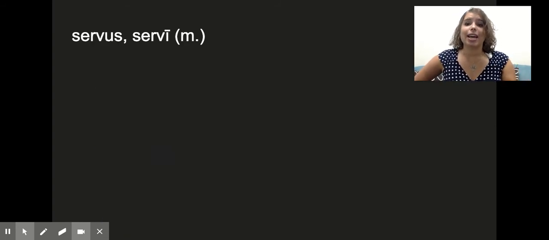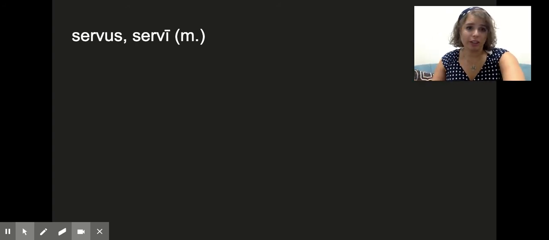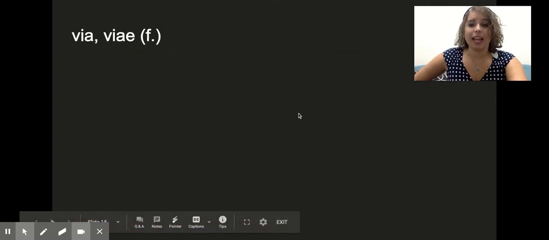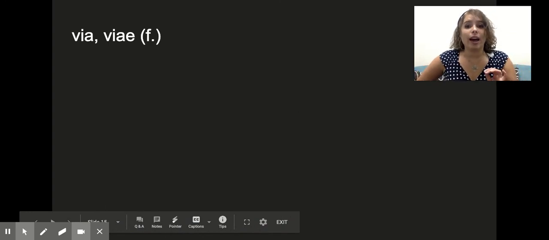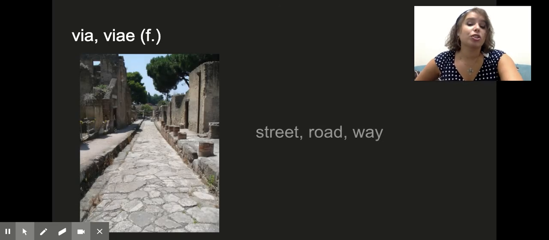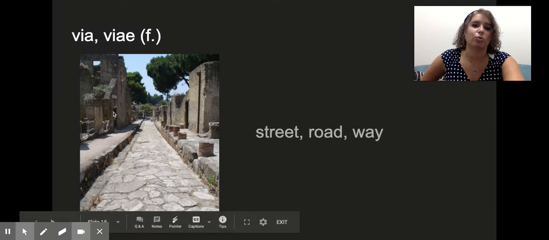Servus, servi, masculine. This is where we get the word like server from. It's our Latin word for slave. The ancient Romans did in fact have slaves. So we are going to see in our Cambridge Latin course, in the stories, there is a very entertaining slave character who we're going to be reading lots about. And our last word for today, via, viae, feminine. This is our word for street, road, or way. They all are essentially synonyms for each other. It can mean any of these 3 things, a street, a road, or a way.